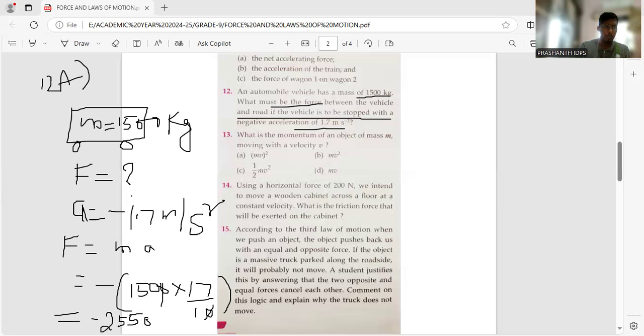2,550, and it is a force, so the unit will be Newton. 2,550 Newton is the answer for the 12th one.